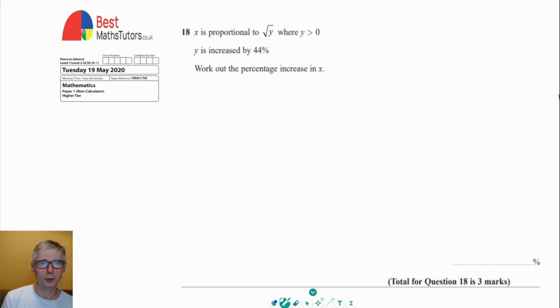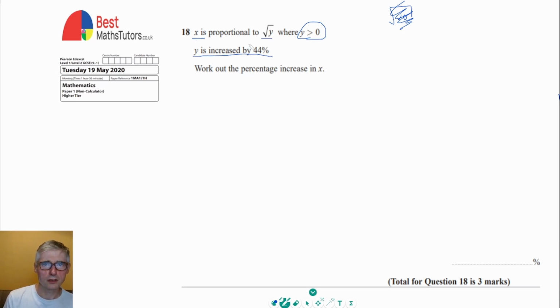So we can see that we're told that x is proportional to the root of y, and it says y is greater than 0. That bit of greater than 0 is just because we couldn't have the root of a negative number. So if y was negative, we couldn't do it. So that's just telling us that y is positive. It says that y is increased by 44%. So we've got to work out the percentage increase in x.